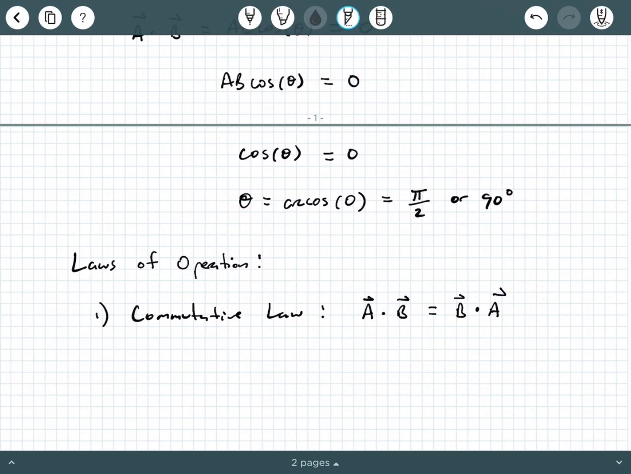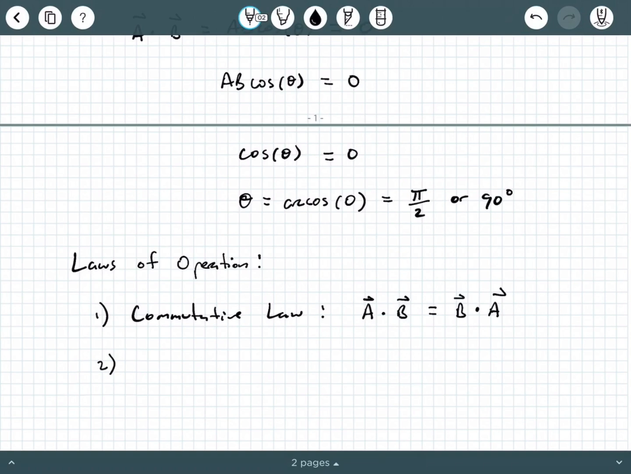So the commutative law holds, and that's also because the dot product yields a scalar anyway. So it's the idea of 2 times 3 equals 3 times 2, for example. Now, remember, in general, for general matrices, commutativity is not true, okay? But for the dot product specifically between vectors, it does hold true.